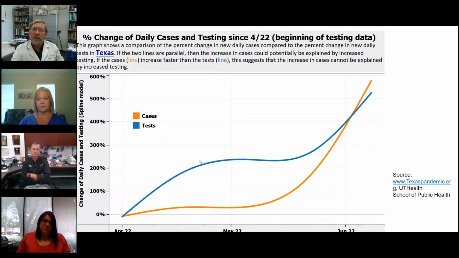Let me put it another way. If the increase in number of positive tests reflected in the orange line were simply due, or exclusively due, to the increase in number of tests, those two lines would be perfectly parallel, right? But they're not. They crisscross, and the orange has taken over. So it's percent change of tests. It's not the number of new tests. Not the count. Gotcha, gotcha. Okay.